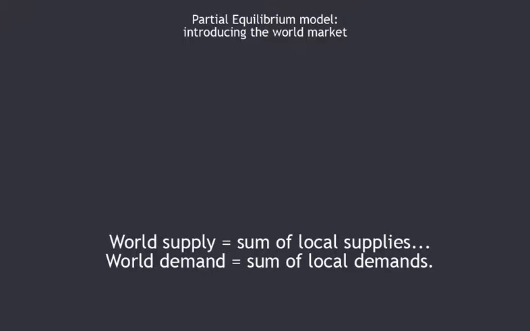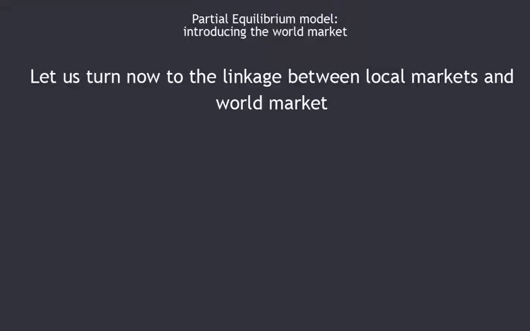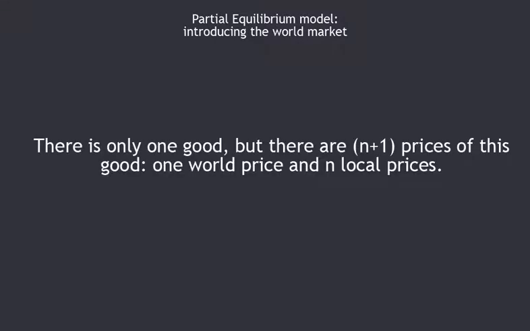So let's present right now the way we model the linkage between local markets and the world market. We start with a remark. There is only one good in this model, but there are n plus 1 prices of this good. So here, for example, we will consider an example with 14 regions, and so it means that we have 15 prices: the world price, and of course n local prices corresponding to each region or country.